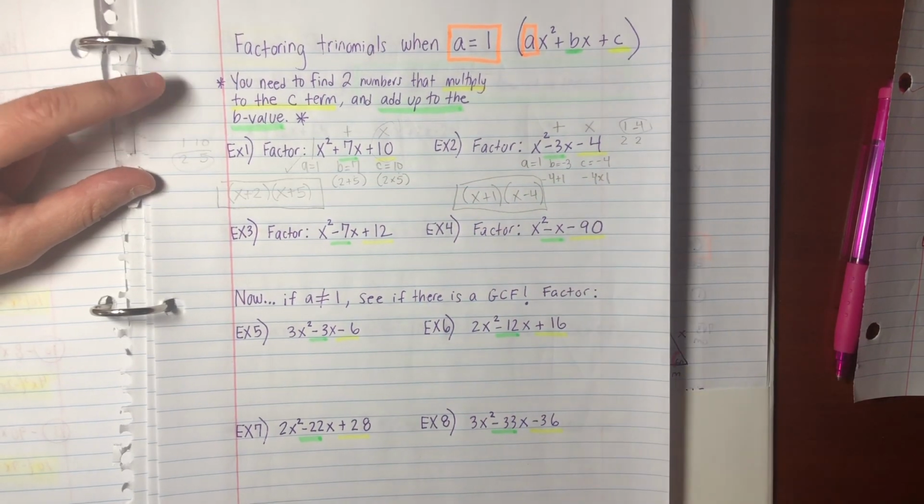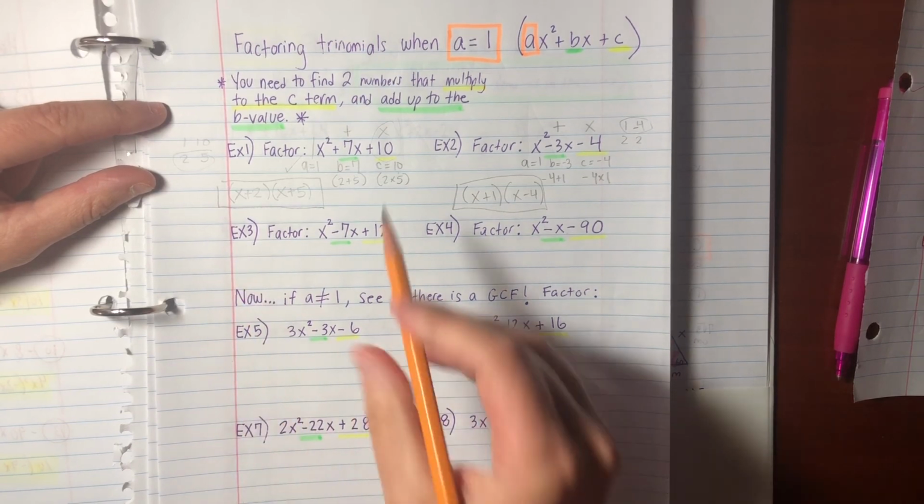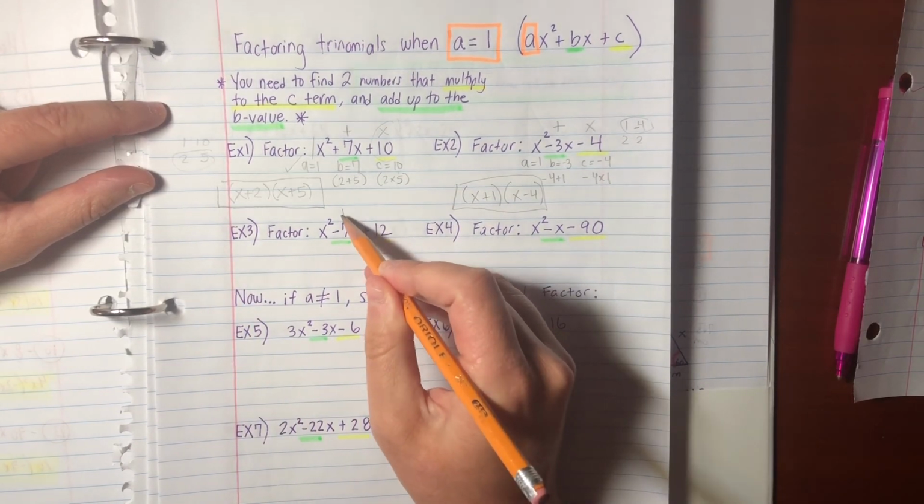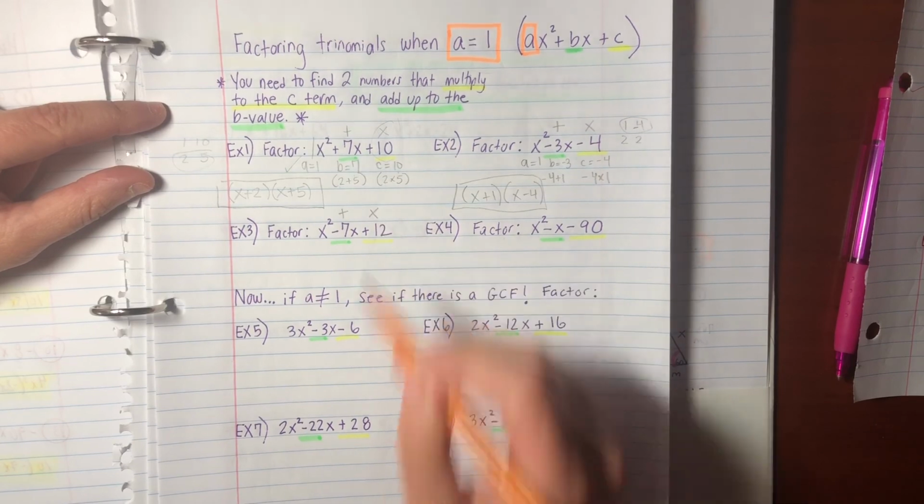All right. Moving along to example number 3. Again, two numbers that are going to add up to negative 7 and multiply to positive 12.